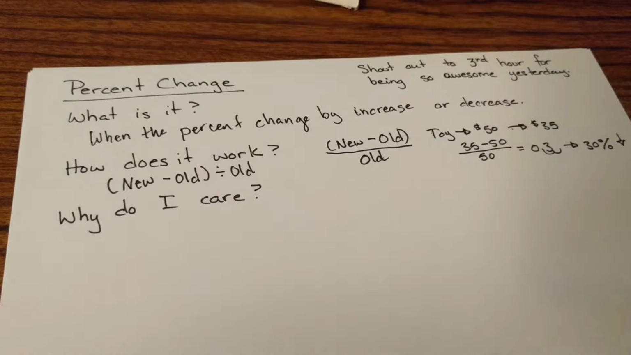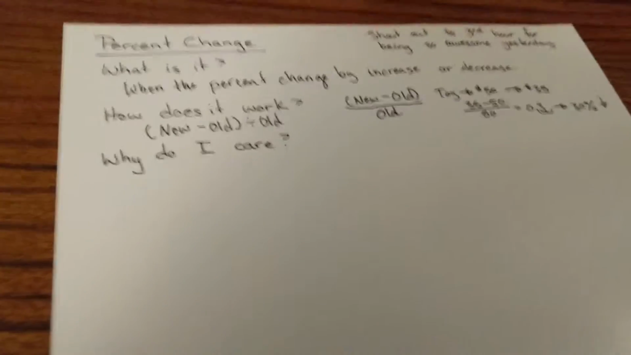So let's say like Disney came out with a new toy right after a movie came out, charged $50 for it, hype goes away, and price goes down to $35. I like saying that word, so.